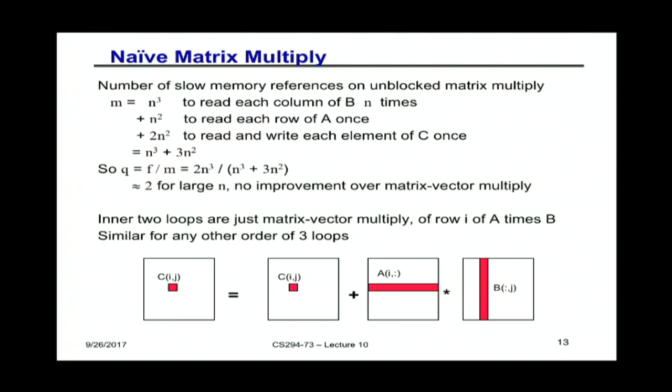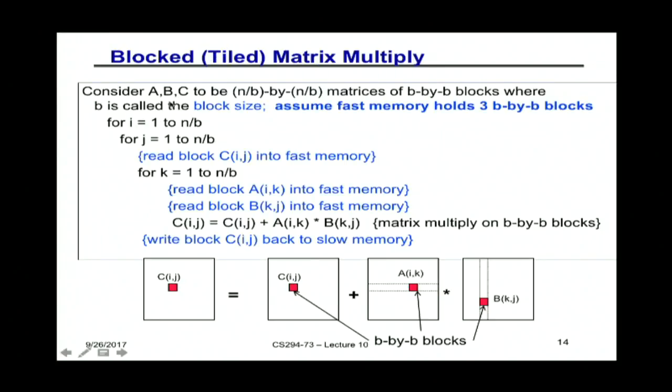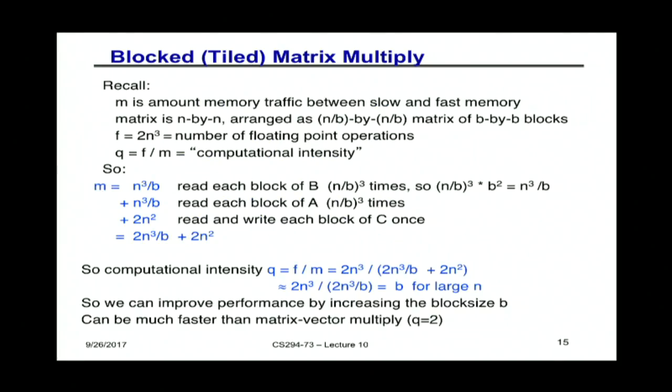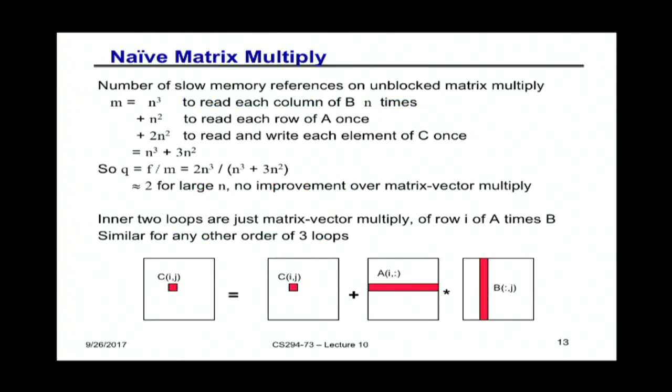So let's do the calculation now for this model. Look at M, the number of words we read with this naive algorithm, which is n cubed, to read B n times. And then n squared to read each row of A one time, 2n squared for the C matrix. So in the end, the bottleneck is B, n cubed. And then you compute the q ratio. It doesn't help. It's not improving. It's 2.